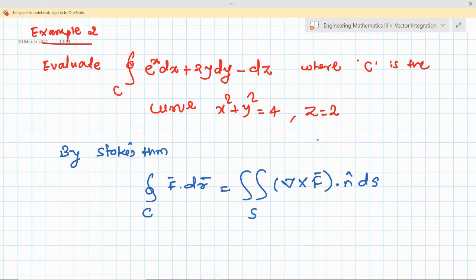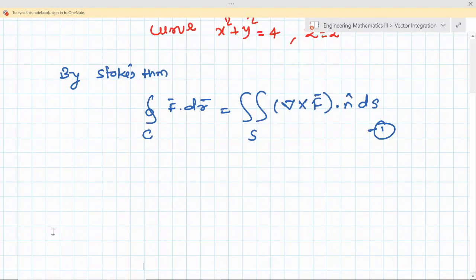Okay, now call it as 1. Find out what is del cross F bar. This is our F1, this is my F2, and this is my F3. F3 is nothing but minus 1, isn't it? F1 dx plus F2 dy plus F3 dz. Directly F1 is put over in the line integral. So that's why we have this F1, F2, F3.